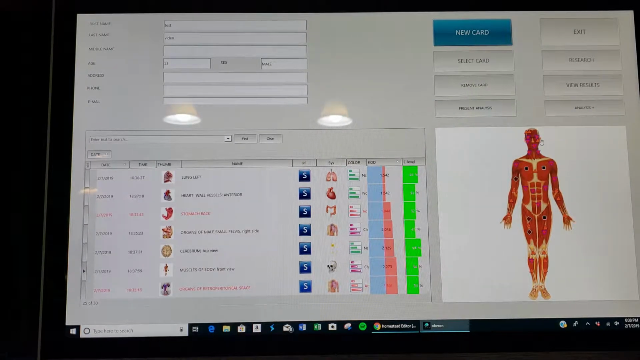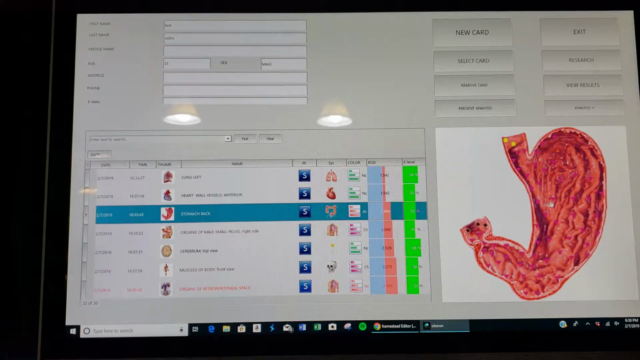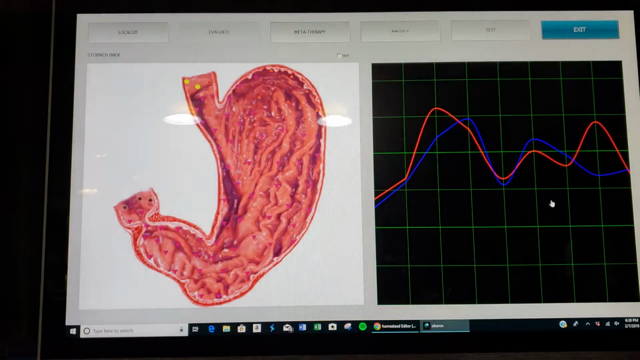Once the scan is over, you're presented with this graph here that shows you the state of these different tissues. For example, in this case, the stomach is having some problems. So we can examine the stomach, and you can see the two lines don't follow each other closely. There are some large gaps which indicate where there's a potential problem.